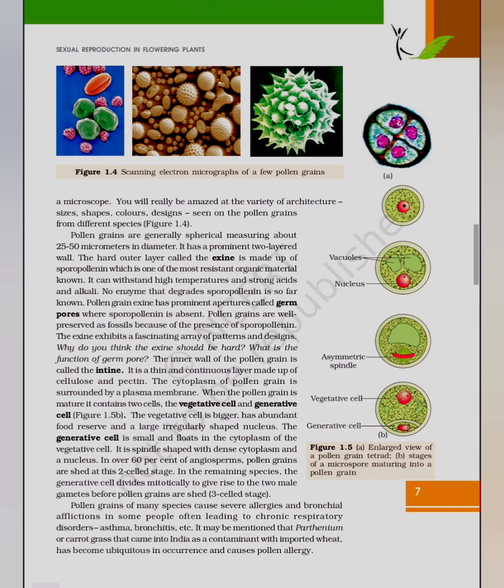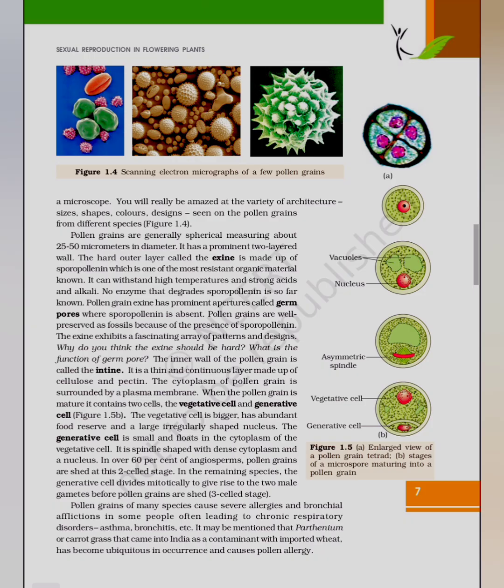When the pollen grain is mature, it contains two cells, the vegetative cell and the generative cell. The vegetative cell is bigger, has abundant food reserves and a large irregularly shaped nucleus. The generative cell is small and floats in the cytoplasm of the vegetative cell. It is spindle shaped with dense cytoplasm and a nucleus. In over 60% of angiosperms, pollen grains are shed at this two-celled stage. In the remaining species, the generative cell divides mitotically to give rise to the two male gametes before pollen grains are shed, that is, the three-celled stage.